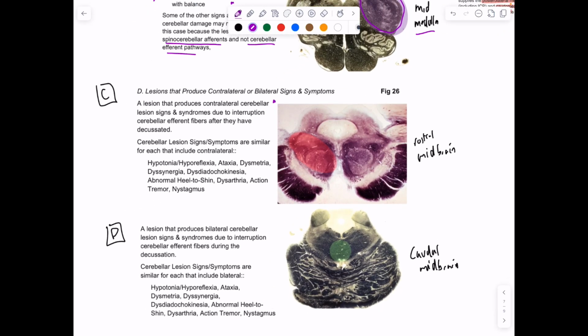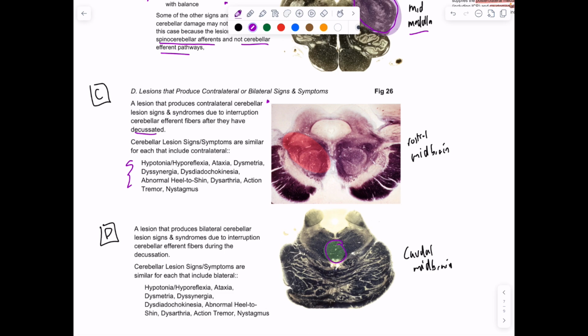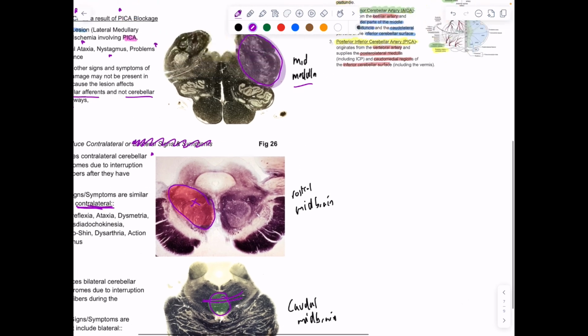Lesions that produce contralateral symptoms. Produces contralateral cerebellar symptoms due to interruptions of cerebellar efferent fibers after they have decussated. Similar to each. Okay, these are standard, and it's just bilateral. Here we know this is bilateral because of its location, right? Our SCP is crossing the midline. Here, theoretically, we've already crossed the midline, so this should be contralateral. I think I might have said bilateral. Sorry, this is contralateral. It's crossing the midline, just like on the last page.